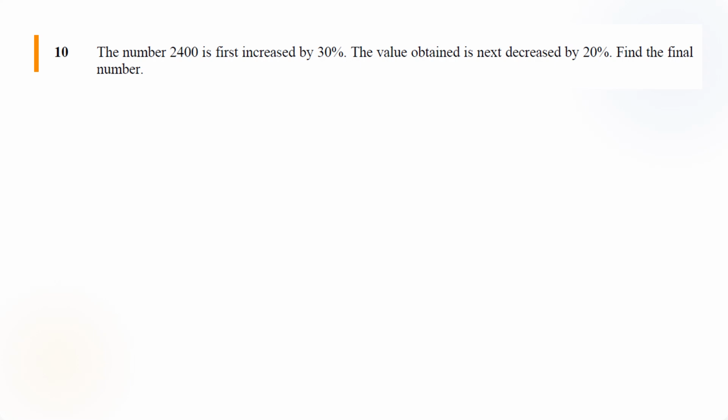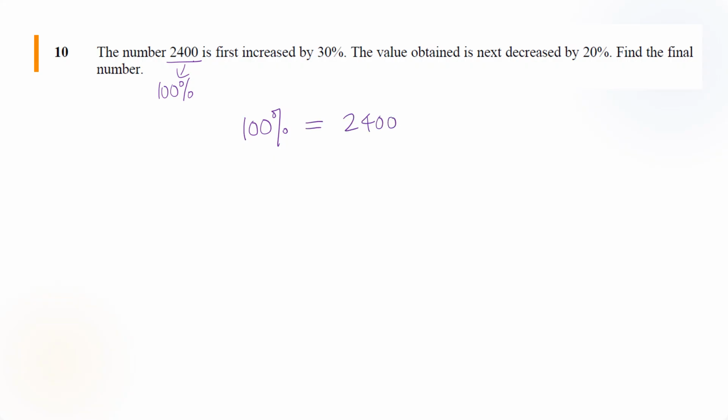Right, so like what I mentioned earlier on, to solve problems of percentages, we need to be very systematic. You can't find the final number straight away. We have to do it step by step. We have to start off by using 2,400. So your 2,400 represents 100%. So 100% is equal to 2,400.